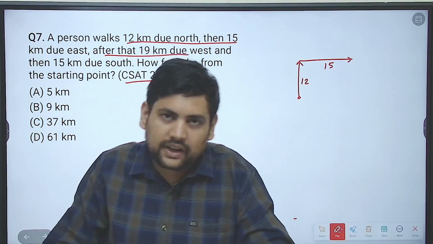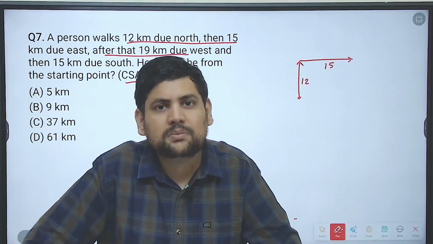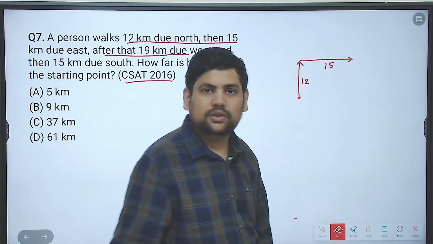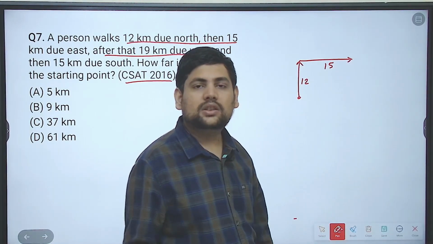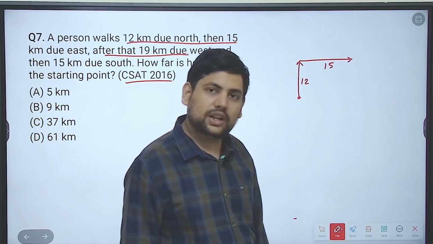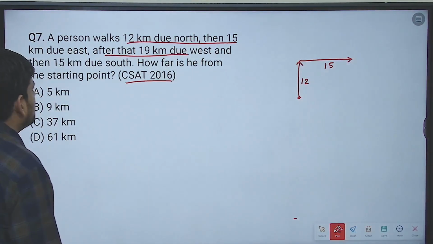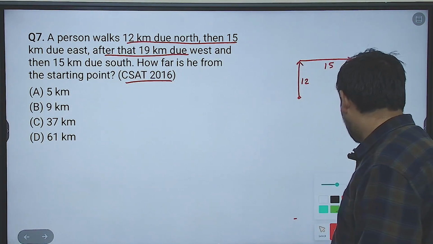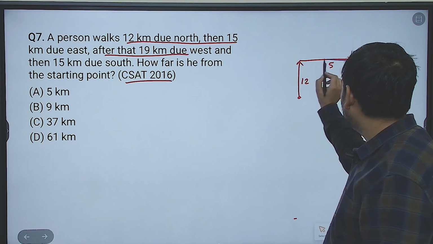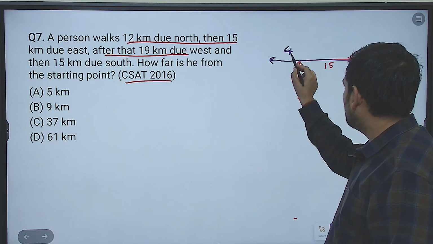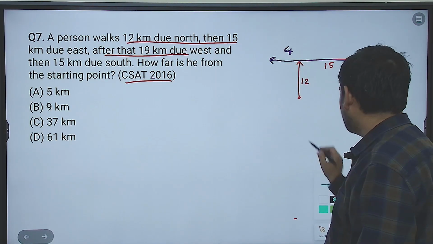Left and right is fine, but if the direction itself is given, for example east, west, north, south, then you need not think much about it. West will be the same. That's why you have something called a compass. Your direction may be changing, but west will be in one direction only. So after that 19 kilometers due west, let's take him back 19 kilometers. So 15 kilometers this only, and after that 19 means 4 kilometers more. So this is 4 more and this is 12. Now you need to find this distance.